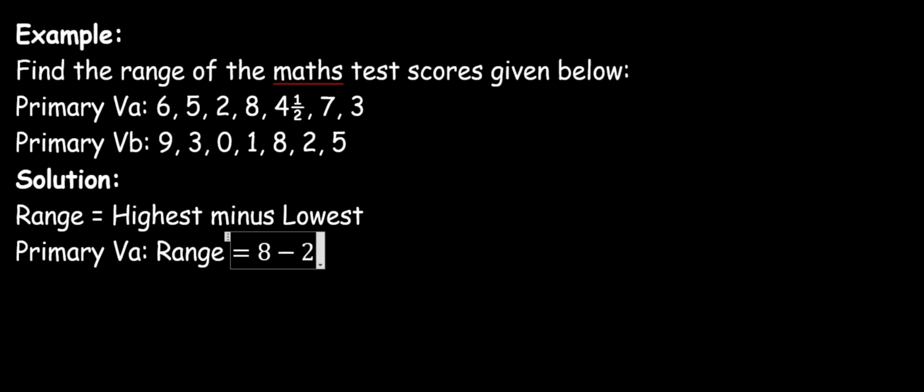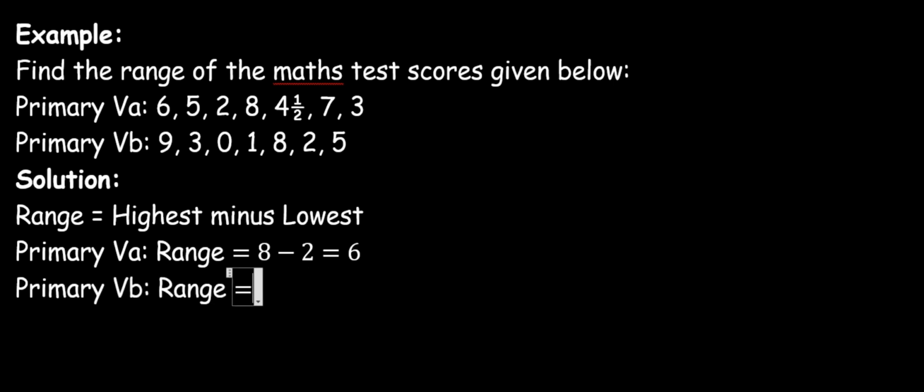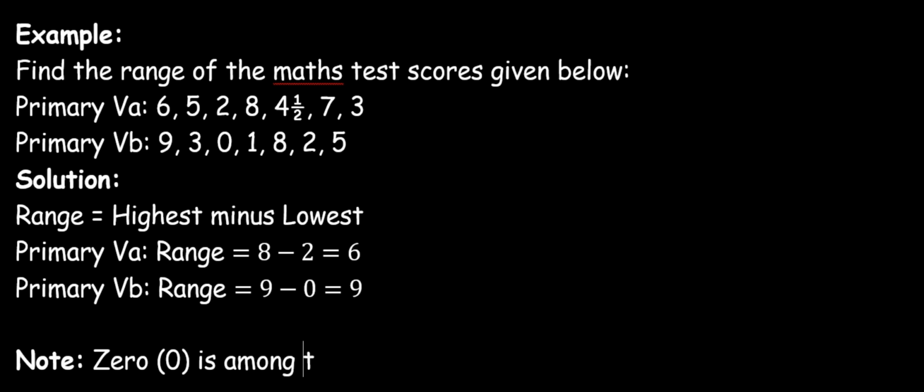8 is the highest number in primary 5A, and that's the highest score in the math test. Then 2 is the smallest, hence that's subtraction, which will give us 6. Primary 5B, the range is 9 minus 0, because 9 is the highest score there, and 0 is the lowest. The result is 9. Note that 0 is among the scores in primary 5B.